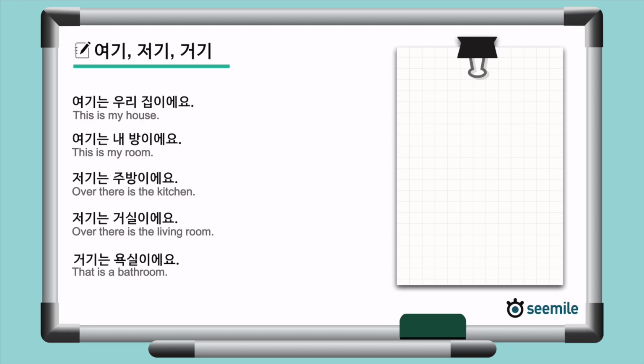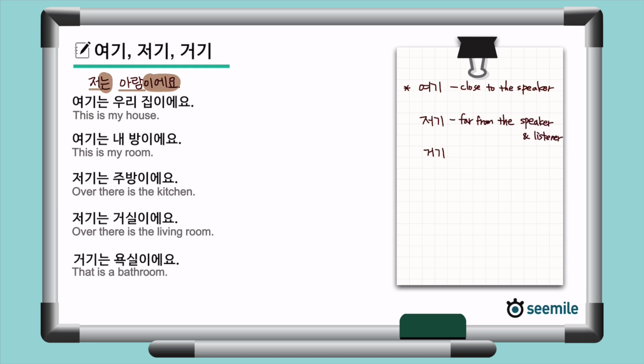Do you remember how to say I'm Aram? Yes, 저는 아람이에요. Now the same sentence structure is used again to introduce her house. Here, 여기, 저기, 거기 are used to indicate approximate location. 여기 is used to indicate a location close to the speaker, 저기, a location far away from both the speaker and the listener, and 거기, a location close to the listener but far from the speaker.